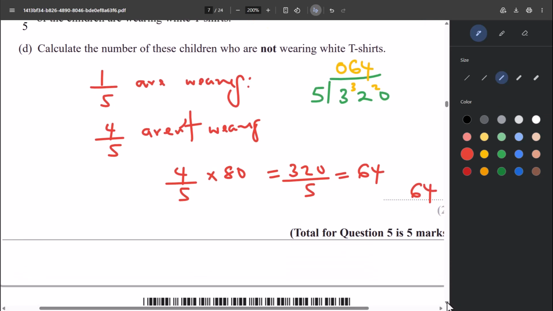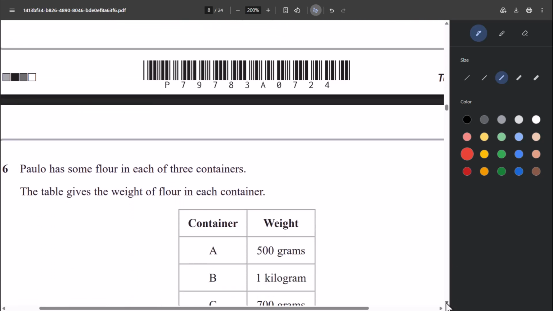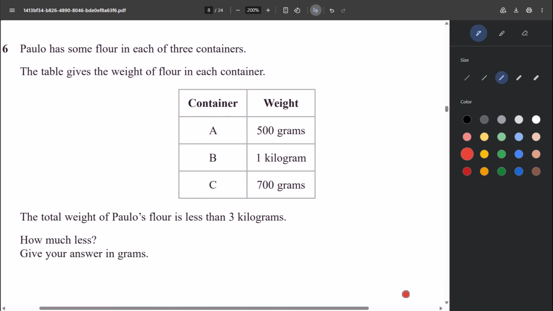All right, so we go to the next question. Number 6. We know that Polo has some flour in each of these 3 containers, and these are the containers and their various weights, some in grams, some in kilograms. And the total weight of Polo's flour is less than 3 kilograms. So the question is, how much less? And they want us to give our answer in grams.